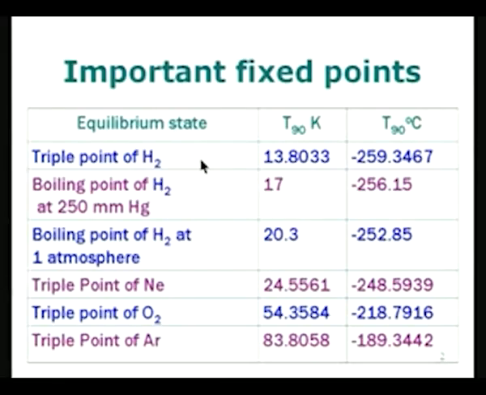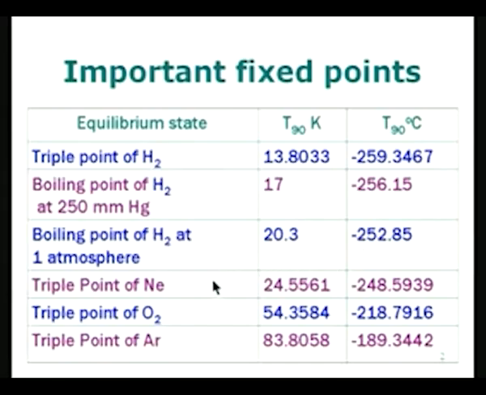So, the various fixed points which are used for thermometry are given by the triple point of hydrogen, which is assigned a value of 13.8033 Kelvin, which corresponds to minus 259.3467 degrees Celsius. Then we use the boiling point of hydrogen at 250 millimeters of mercury, which gives a temperature of 17 Kelvin, or minus 256.15 degrees Celsius. Then the boiling point of hydrogen at 1 atmosphere corresponds to 20.3 Kelvin or minus 252.85 Celsius.